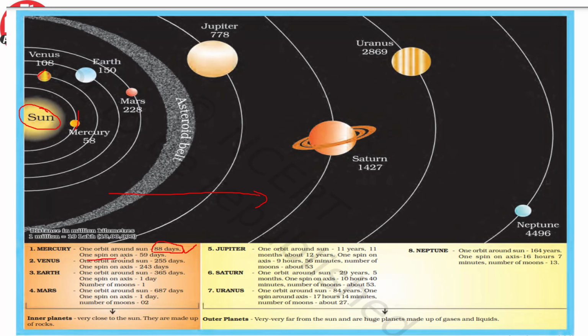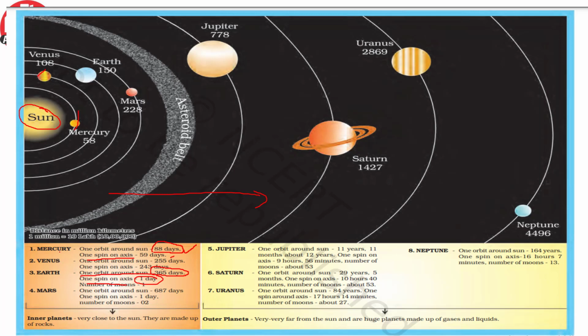One spin on its own axis, which is also known as rotation, for Mercury is 59 days. That is of course not dependent on distance, because it is on the planet's own axis. For Earth, you can see the revolution is 365 days, and the rotation, which would be one spin on its axis, is 1 day.